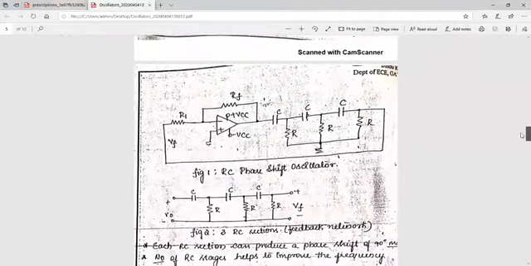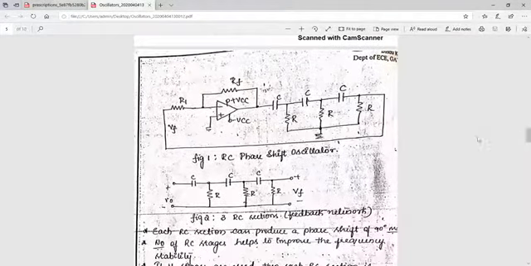So let us see this particular circuit. Here, once you are applying these DC supplies, that is plus VCC and minus VEE, we can see we are not using any other input here. So what is an oscillator?